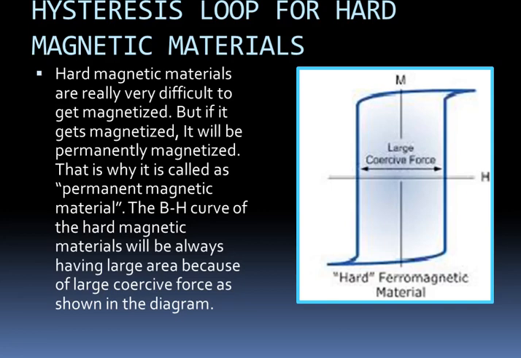Now let's have an insight into the hysteresis loop for hard magnetic materials. Hard magnetic materials are really very difficult to magnetize, but if they get magnetized, they will be permanently magnetized. That is why it is called a permanent magnetic material. And the BH curve of the hard magnetic materials will always have a large area because of large coercive force as shown in the diagram.